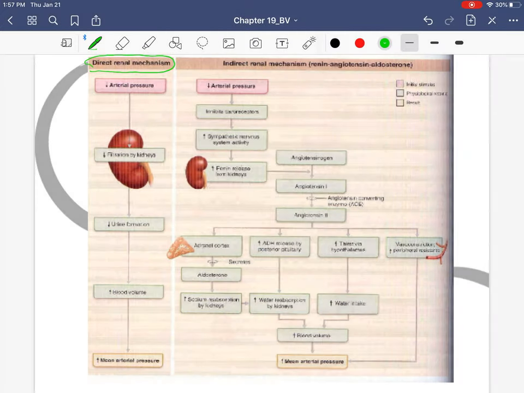So what we just talked about was the direct renal mechanism. And I gave you an example. If blood pressure goes down, we're also saying potentially that there's a low blood volume. So how is the kidney going to respond? Well, to fix that, the kidneys will slow filtration. That's what that's trying to say.